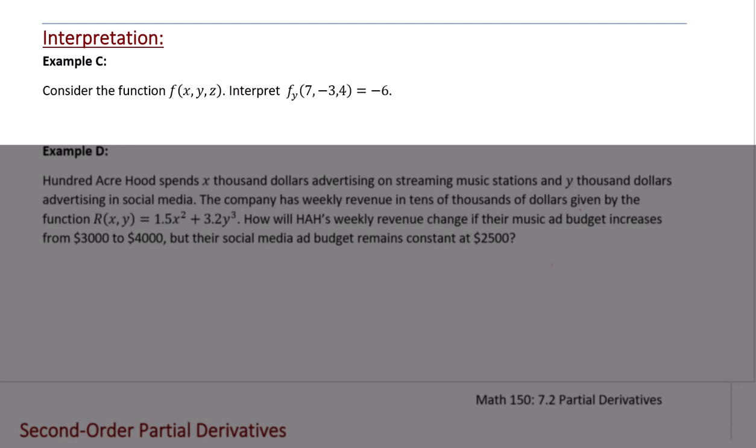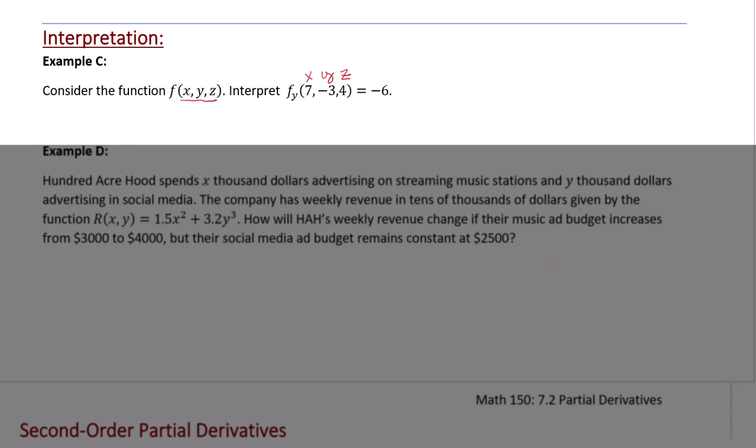Now let's look at some interpretations. In example C, we have the function f of x, y, and z, and they're wanting us to interpret the derivative with respect to y when we have a 7, -3, and 4, and it equals -6. First, these numbers, the 7 represents the x, the y is the -3, and the 4 is the z. It's in the same order as the original function.